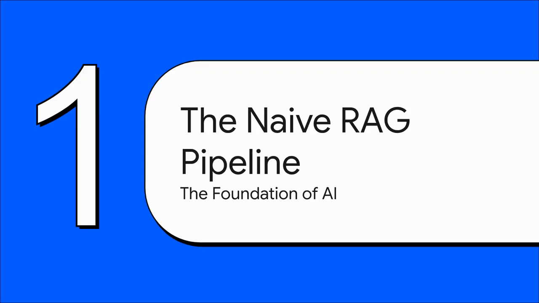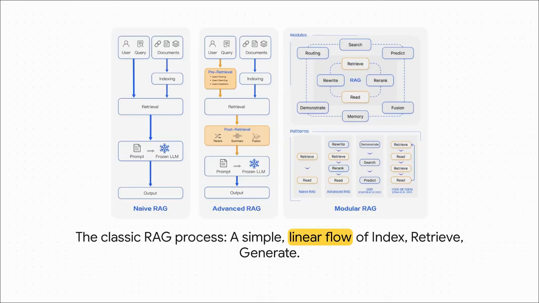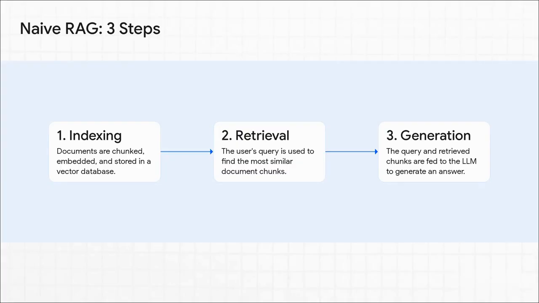This is the foundation, right? The classic, original process that everything else we're going to talk about is built on. So at its heart, this naive RAG is a pretty straightforward three-part flow. It's a simple, linear process. You index your data, you retrieve what's relevant, and then you generate the answer. Super simple, but honestly, incredibly powerful. So let's really break that down.